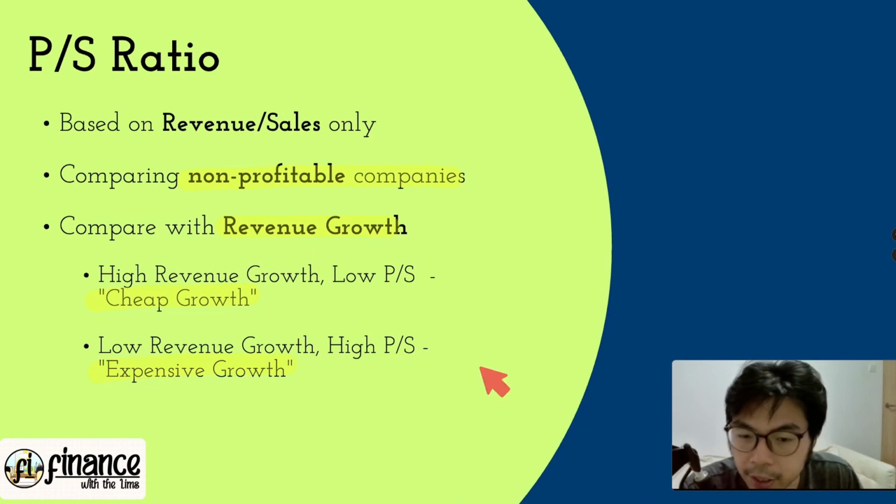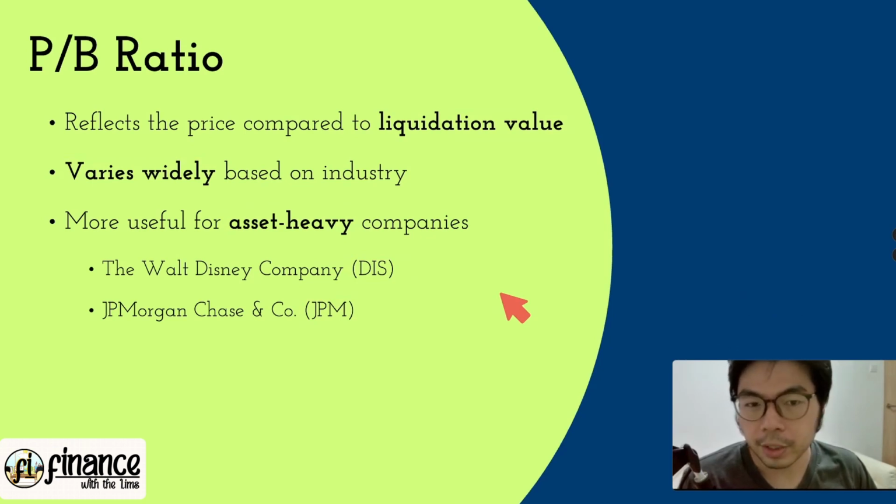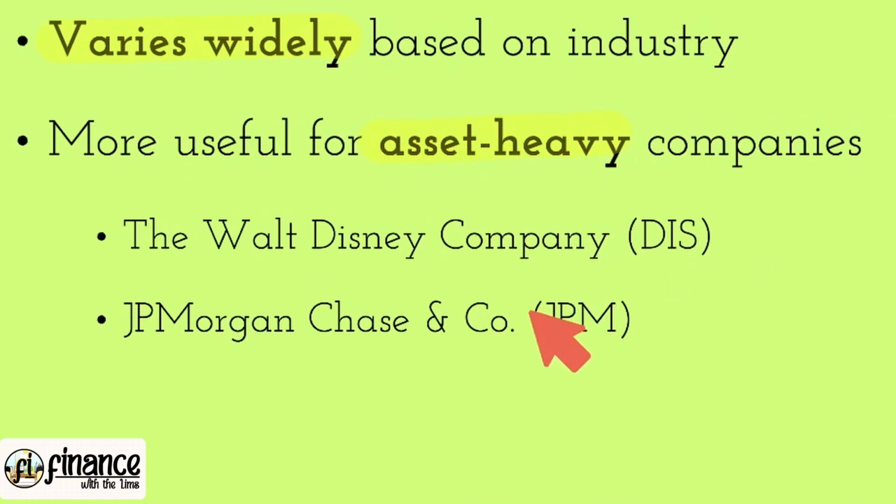Last but not least, the price to book ratio reflects the price compared to the liquidation value of a company. It varies widely based on industry and seems to be more useful for asset-heavy companies such as Disney and JP Morgan.